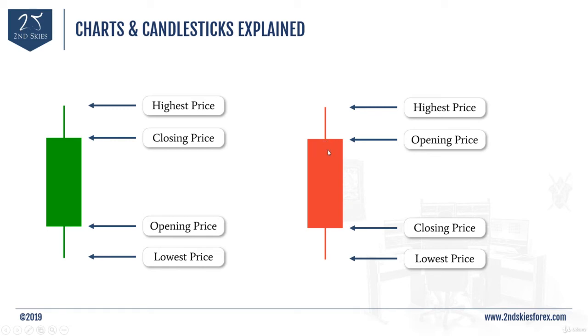So it opened up here. It moved in between the top here and the lower wick here. And then it closed lower than it opened. And this simply means during this time frame, let's say it's a daily chart, during this day of price action, price declined in the particular instrument.